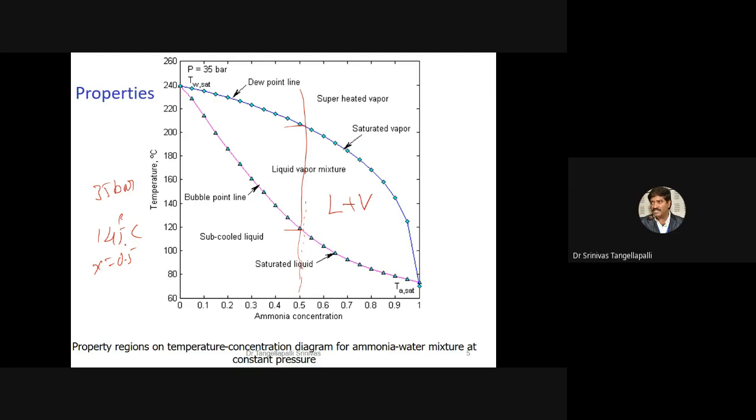If the temperature is below 120, your answer is subcooled liquid. But if you are changing the concentration, again your answer will change. That's why it's dynamic. The binary fluid properties are very dynamic. Have you got the answer? Okay, anything else?